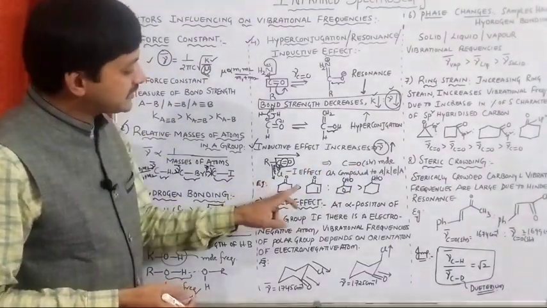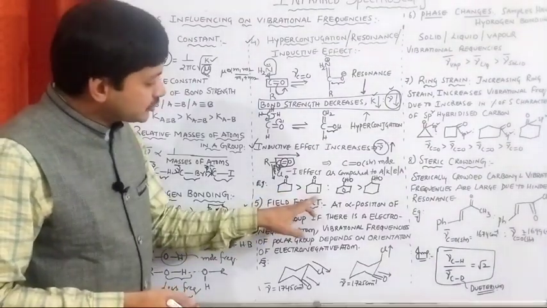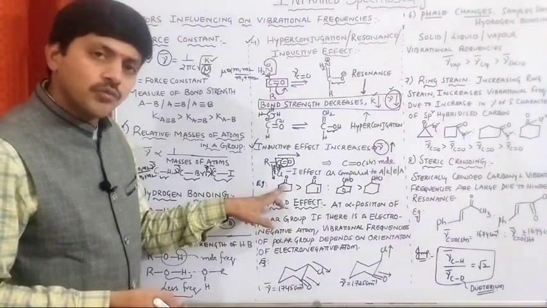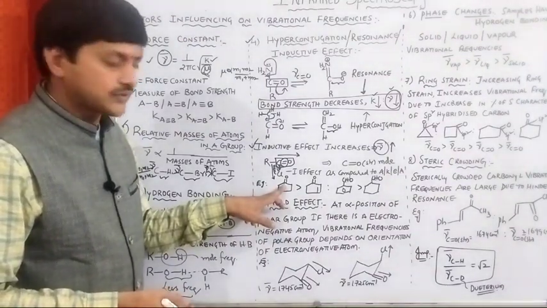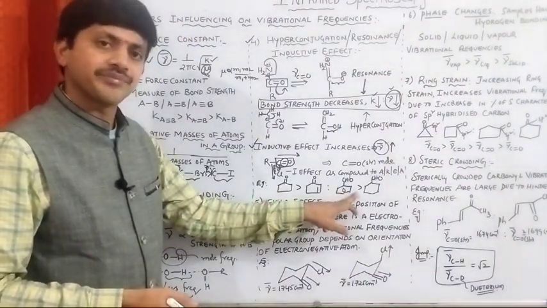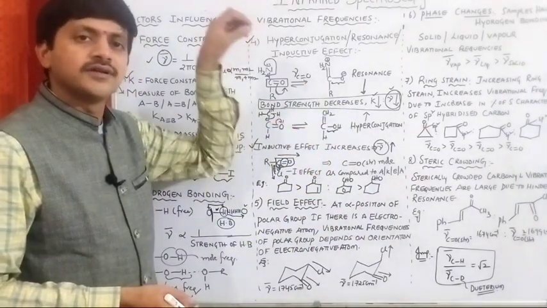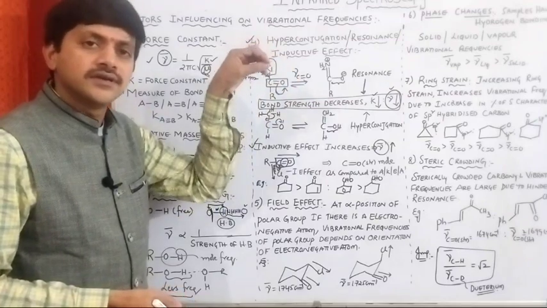So this is the example. Compared with the conjugated C double bond O, the simple C double bond O has higher frequency values. This is interesting. Okay, I think you understand the effect of the different kinds of situations.